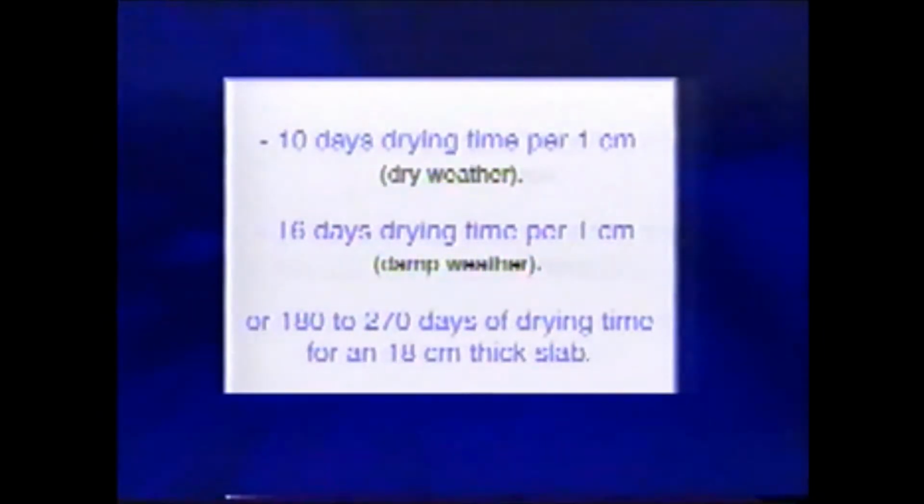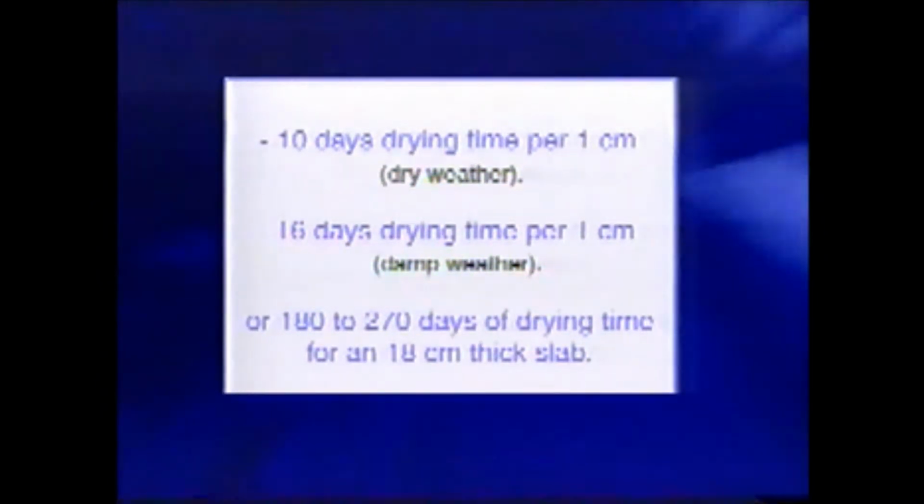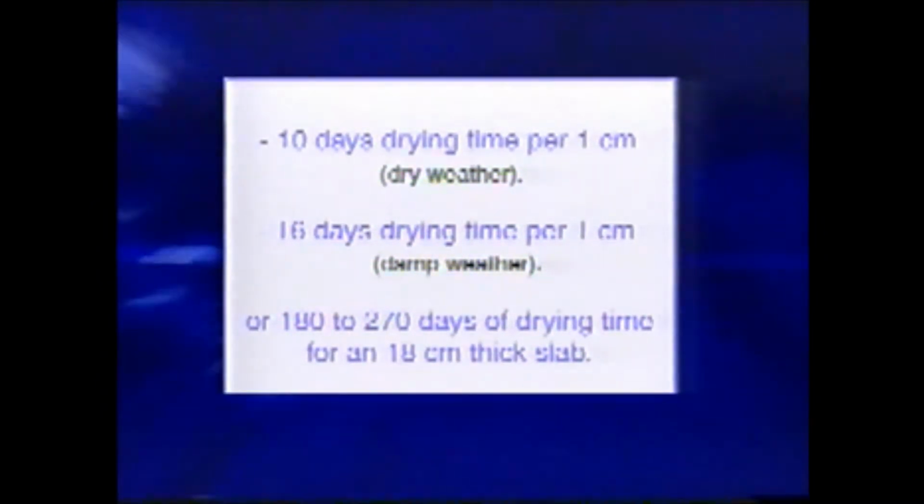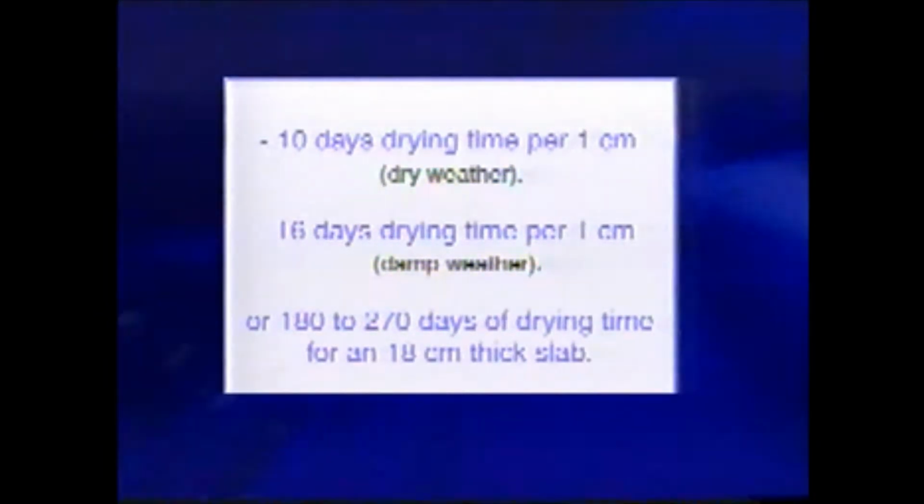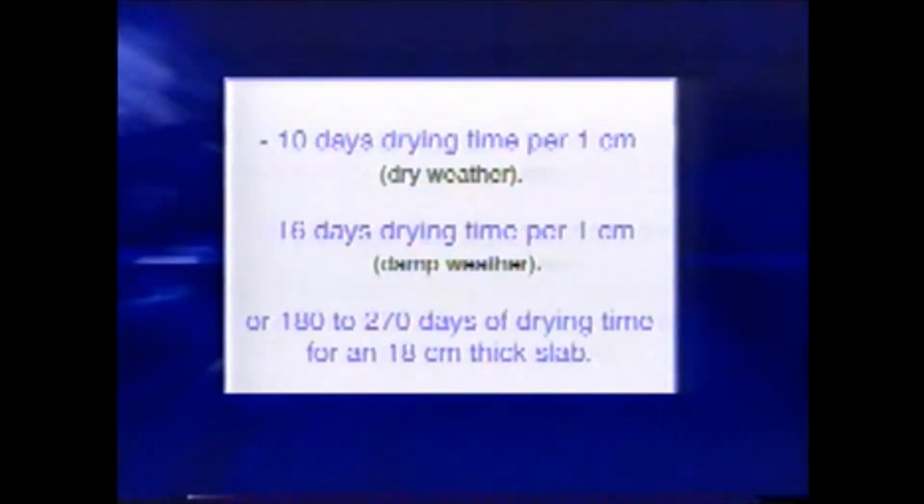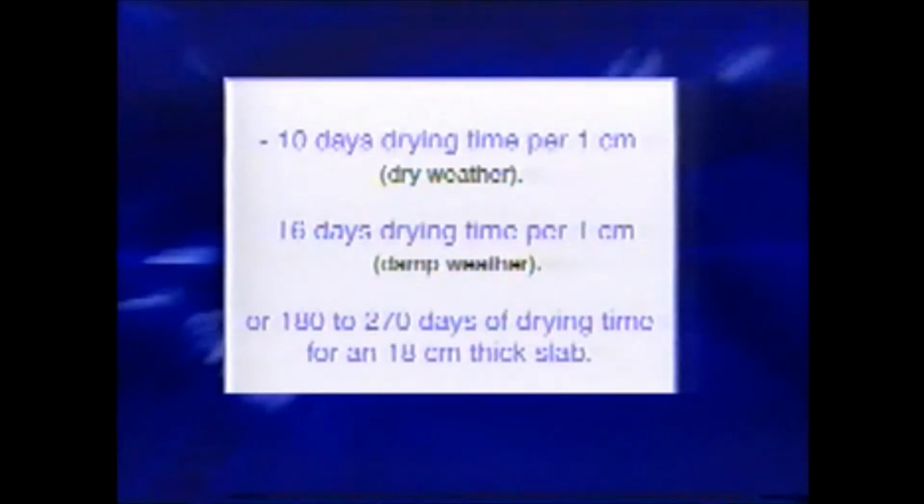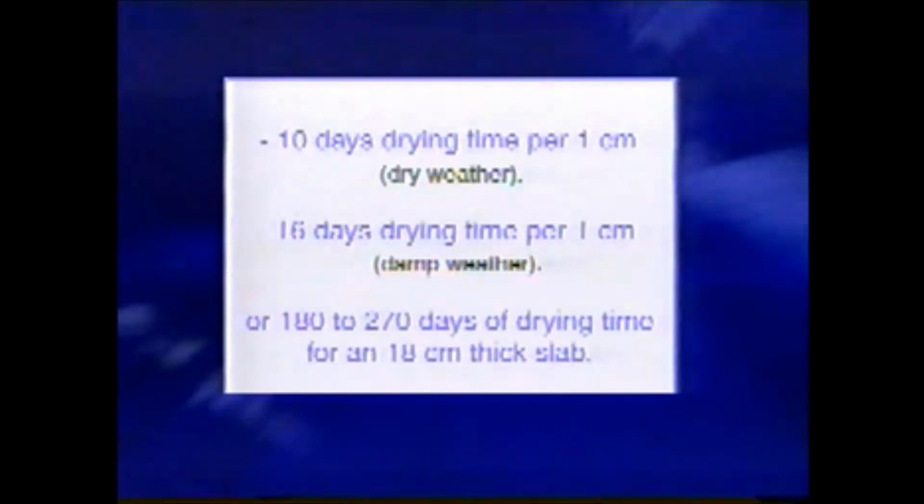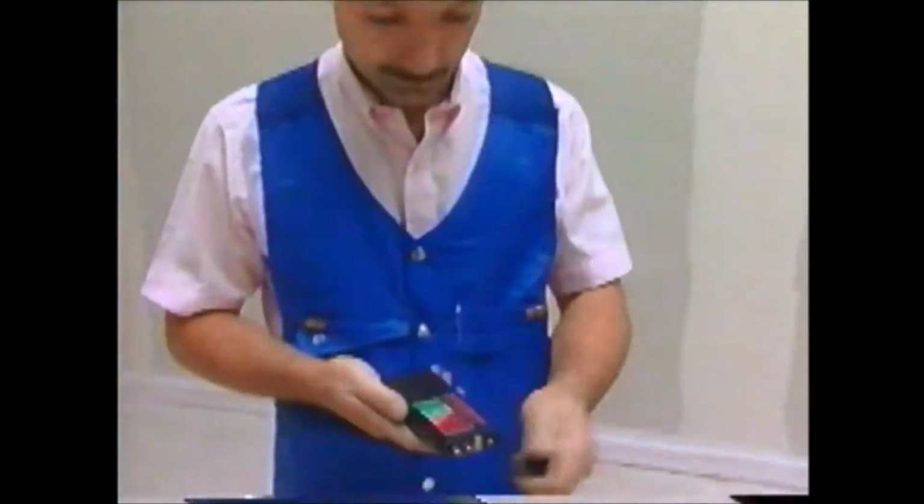The subfloor shall be dry with no more than 4.5% moisture at a depth of 5 centimeters under the surface of the slab. For a concrete slab, the following must be allowed: 10 days drying time per 1 centimeter in dry weather and 16 days drying time per 1 centimeter in damp weather, or 180 to 270 days of drying time for an 18 centimeter thick slab.